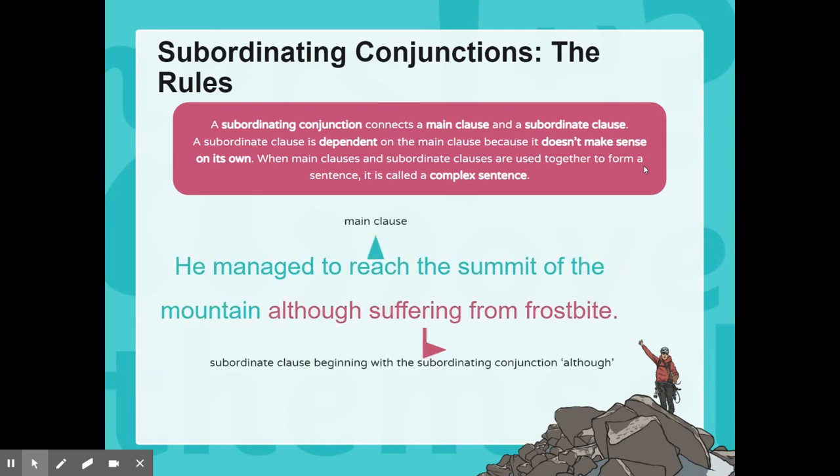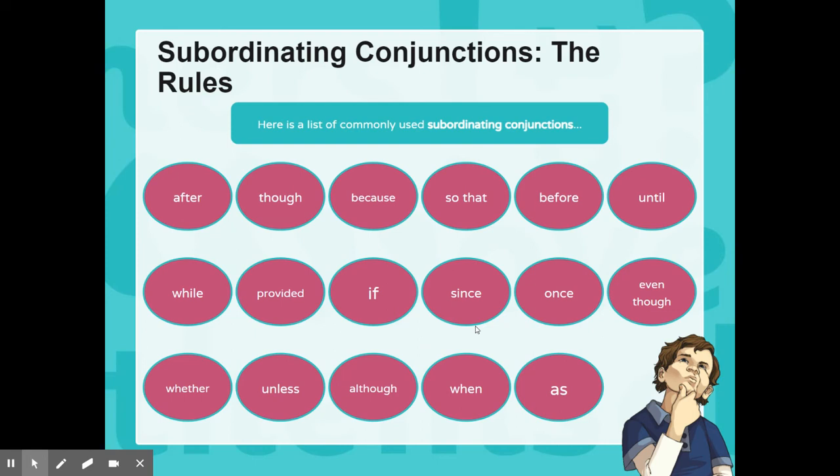As you can see here, the sentence in blue is the main clause, and the subordinating clause is in purple, because the subordinating clause begins with the subordinating conjunction, although. You can see here that this sentence would not make sense on its own. So here is a list of the commonly used subordinating conjunctions.